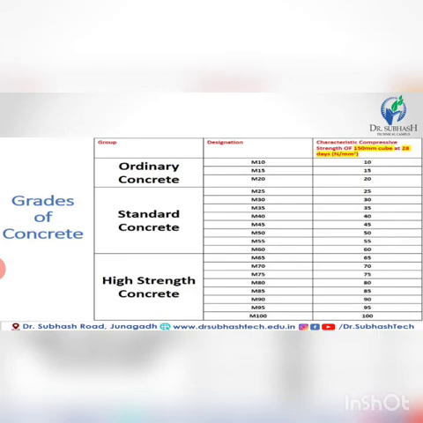Grade of concrete: ordinary concrete grade, standard concrete grade and high strength concrete grade. So ordinary concrete grade is M10, 15, 20. Characteristic strength: compressive strength of 150 mm cube at 28 days, Newton per mm square. M10 is 10, M15 is 15, M20 is 20. Standard concrete is M25 to M60 and high strength concrete is M60 to M100.